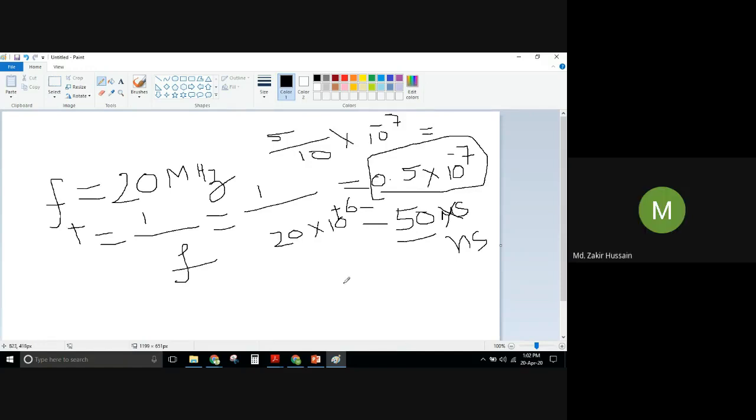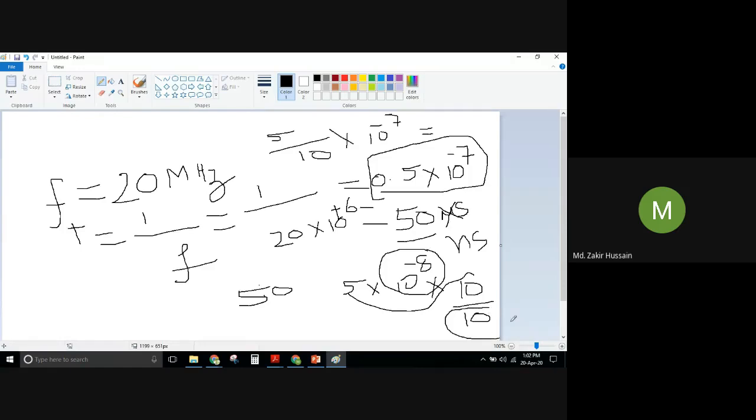500. Okay, sir. 50, okay, sir. Okay, we'll work it out, no issues. This is very easy. This is 5 into 10 to the power of minus 8. So what we need here is to multiply by 10 and divide by 10. Take this 10 with this 5, that is 50. And this 10 to the power of minus 8 with this 10 will become 10 to the power of minus 9, nothing but 50 nanoseconds.